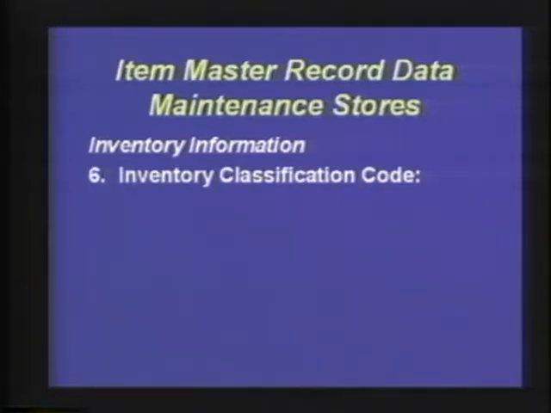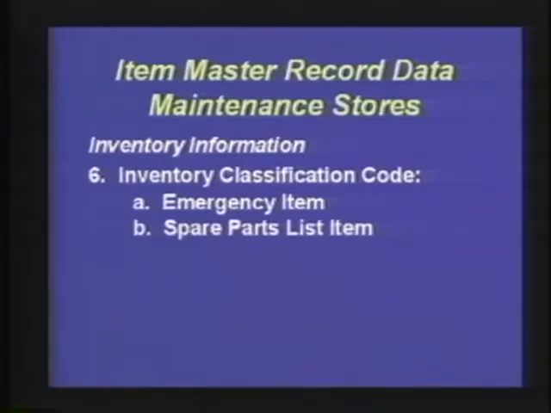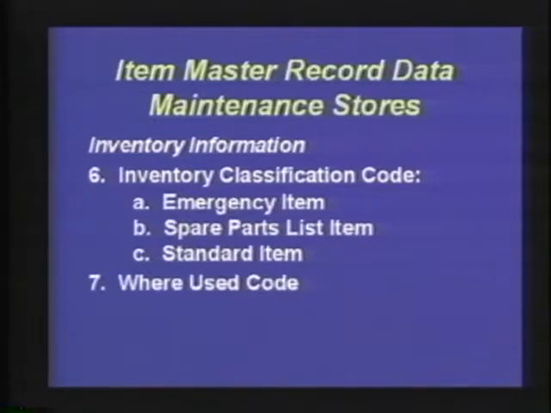So item 6 pertains to the inventory class code. And if you remember from section 4, we addressed 18 different inventory class codes. Here I'm only showing 3. The emergency item would be class 1. Spare parts list items would be those that are purchased when a new piece of equipment or a new asset is purchased, which would be class 2. And then standard item, that would be class 3, and all other classifications.